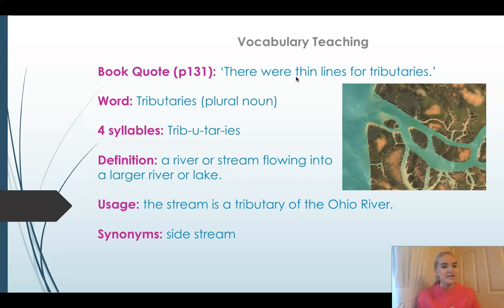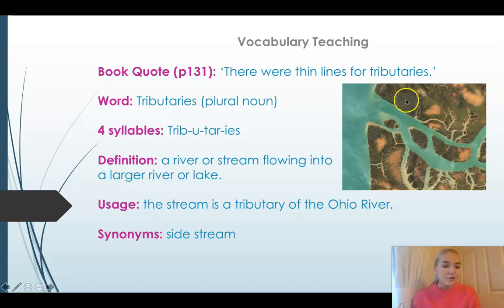And your second word today comes from the quote, there were thin lines for tributaries. Now this word tributaries is also a noun, it's a thing, and it's also a plural noun because it has that S, meaning there's more than one of them. Now this is a 4-syllable word. We could say tributaries.